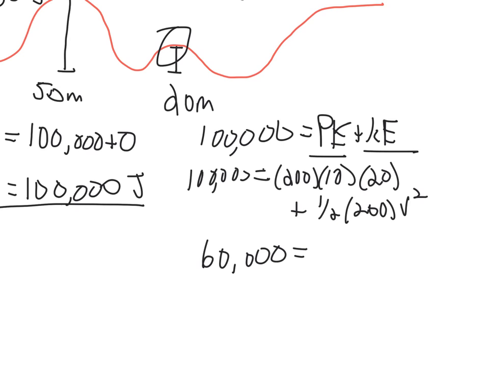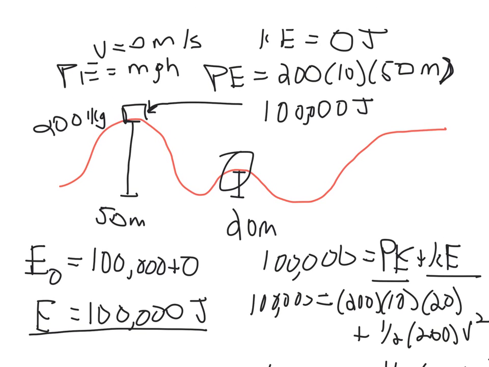So that 60,000 is my kinetic energy at that point, and it's 1/2 mv squared. Multiply both sides by 2 to get rid of that half, and then divide both sides by 200. I get 400, take the square root of that, and that is 20. So at that point, I am moving at 20 meters per second as my velocity. 20 meters per second.